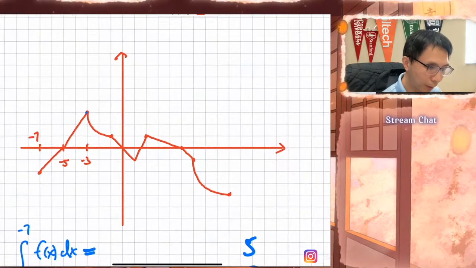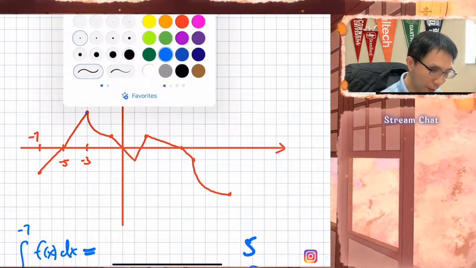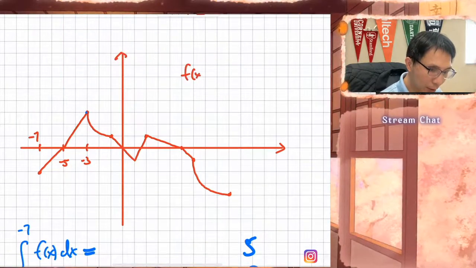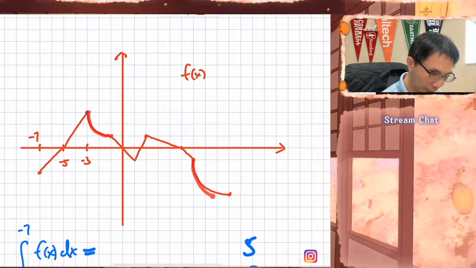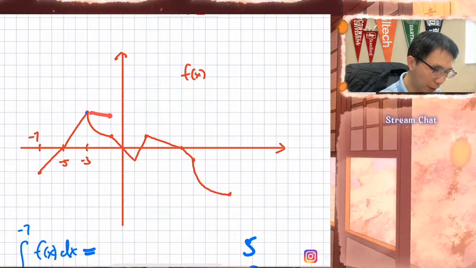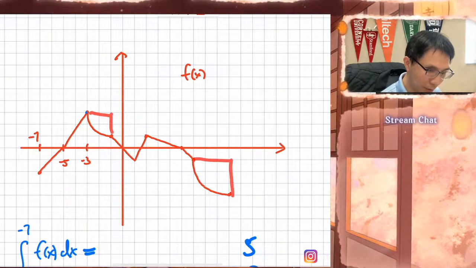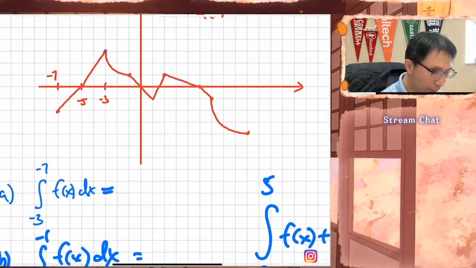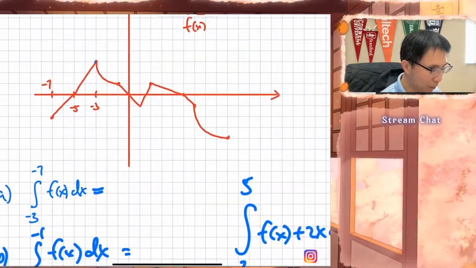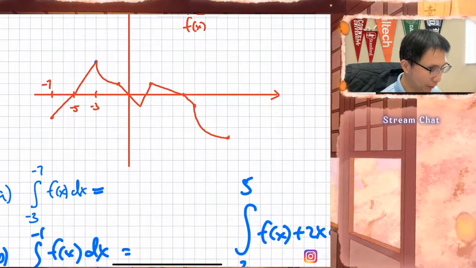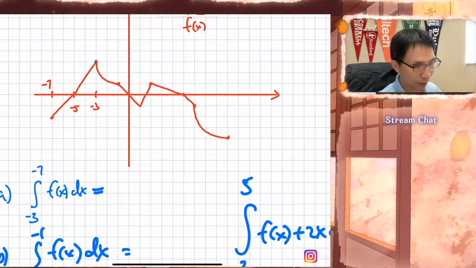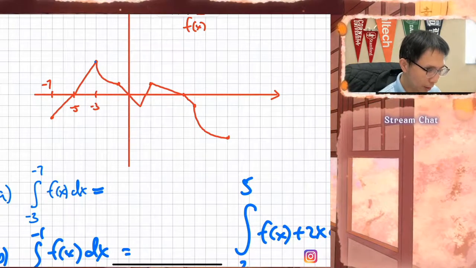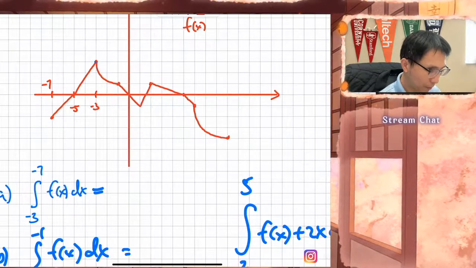Here we've got a graph of f of x. Now I'll just tell you that this is all quarter circle curves, except the radius here is 2, and here is 3. What will be the integration between negative 3 to negative 7 of f of x dx? So work it out and talk to each other, and then we'll talk it over.